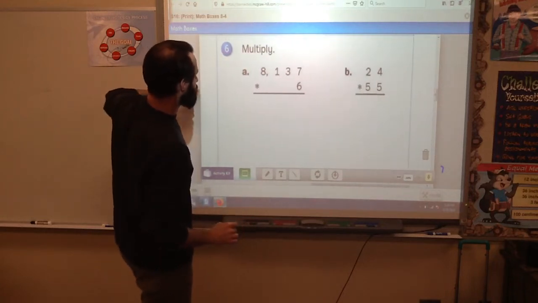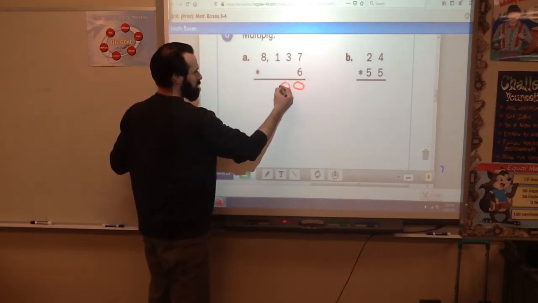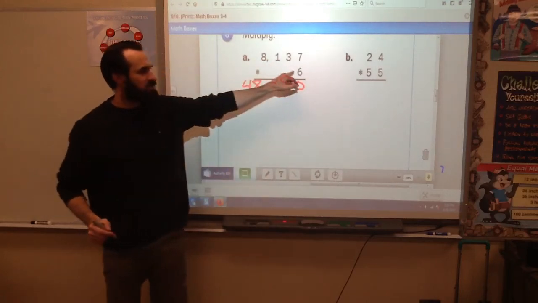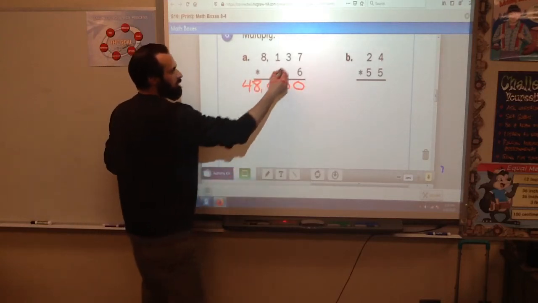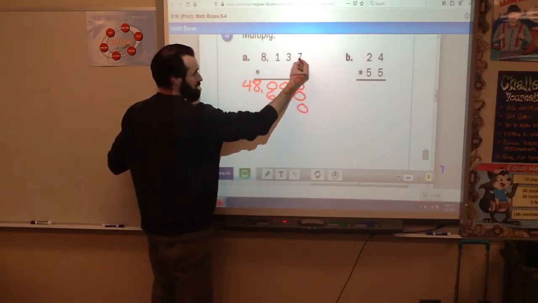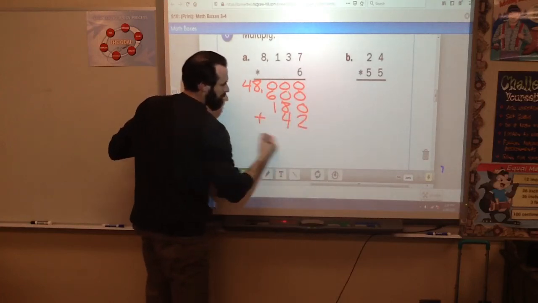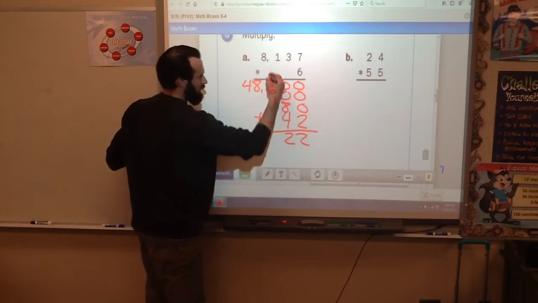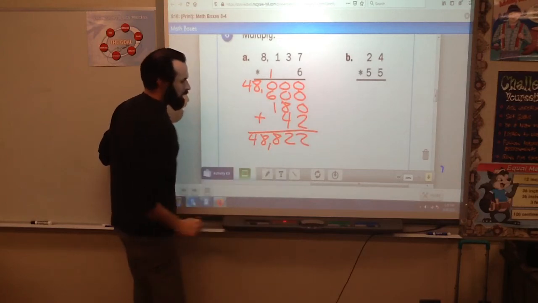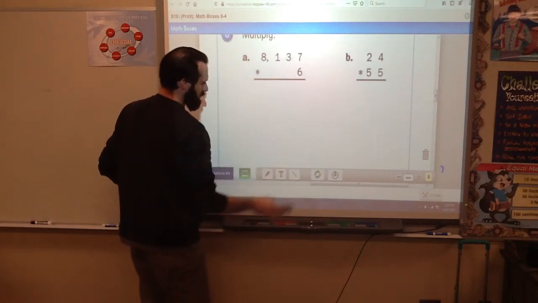This first one is actually pretty easy. You have 1, 2, 3 zeros. 6 times 8 is 48. How I do that in my head, 8 times 5 is 40, then add 8. Then you'd have 2 zeros. 6 times 1 is 6. 1 0 from the 10, 6 times 3 is 18. 6 times 7 is 42. 2, 12, 8, 4. 48,822.